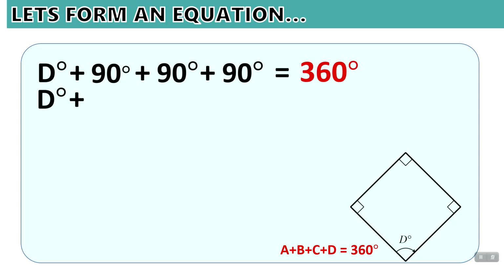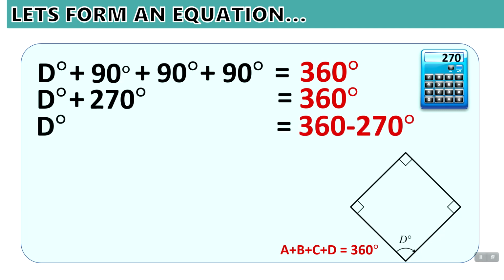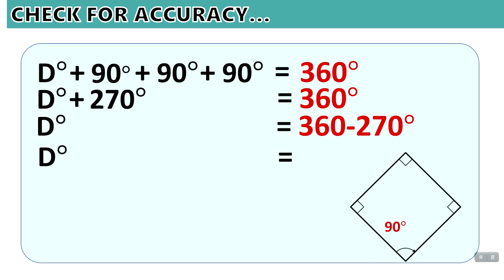Let's add up the three 90s. We also could multiply 90 by 3, and it will give us the same thing. 90 plus 90 plus 90 on the calculator gives us 270. 90 times 3 is also 270. Equals 360. Now how many degrees are left? We take 270 from 360 and we get 90 degrees.